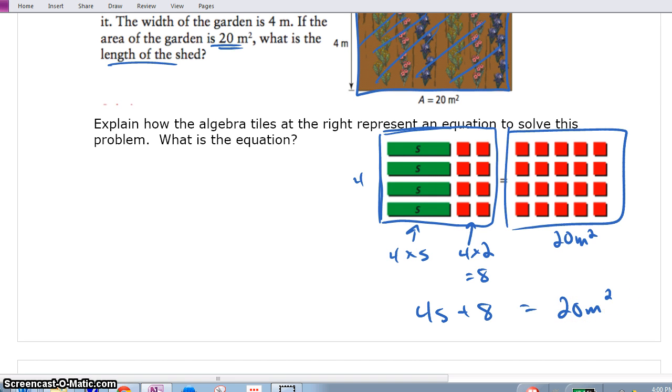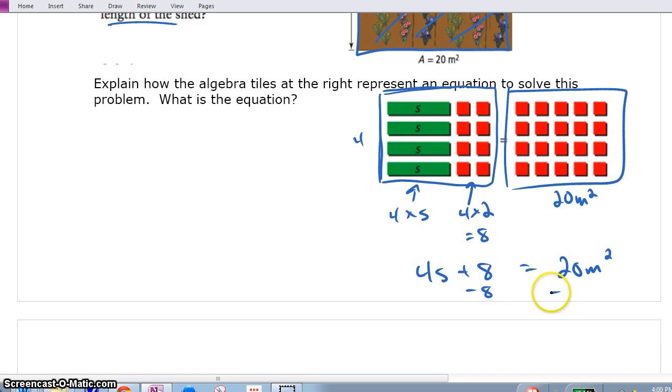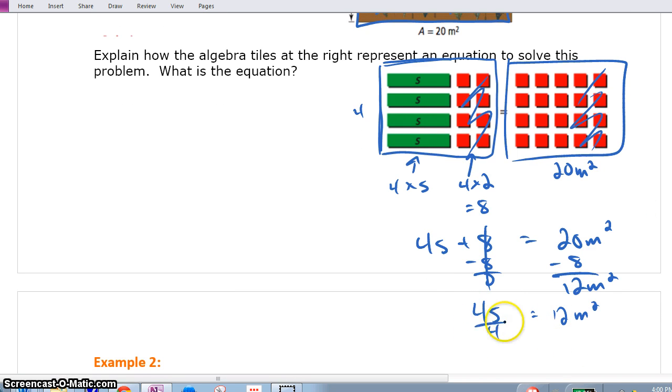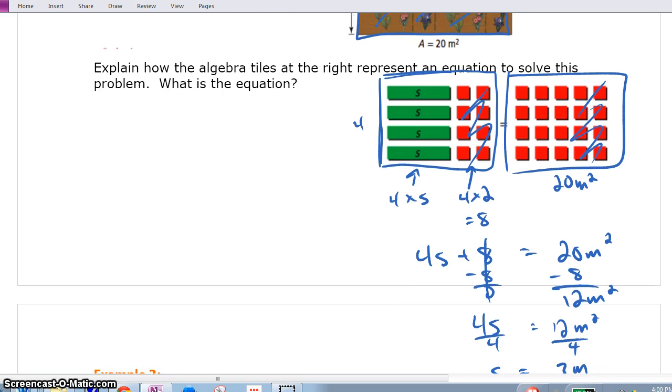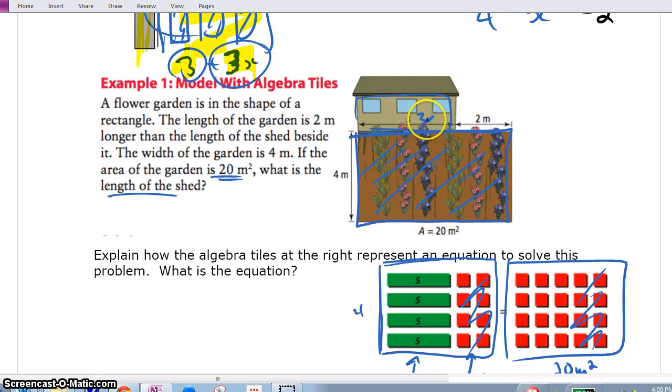If we wanted to solve based on that, we could just take away the 8 from both sides, right? Get rid of this area, pull it out of here, so we've got nothing left there, and we've got 12 square meters left. So our 4s, that section in front of the shed, it's 4 meters wide and it's s meters long, is equal to 12 meters squared. So if we divide by 4, we know that the s must be 3 meters. Right? We know that our shed must be 3 meters long.